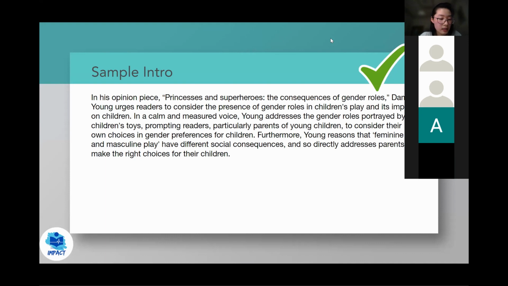So yeah, I would say pretty much the same kind of positive points about this. So the main issue, the main contention, the target audience is specific. We're talking about parents of young children, and particularly to consider their own choices and gender preferences for children. Like I said before, maybe parents of young children, you could say that, and then furthermore, you could say more specifically related to parents of young girls, for example.